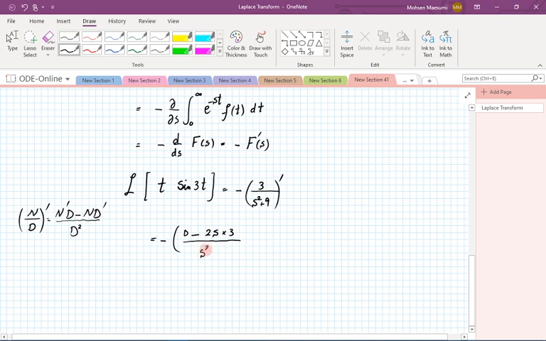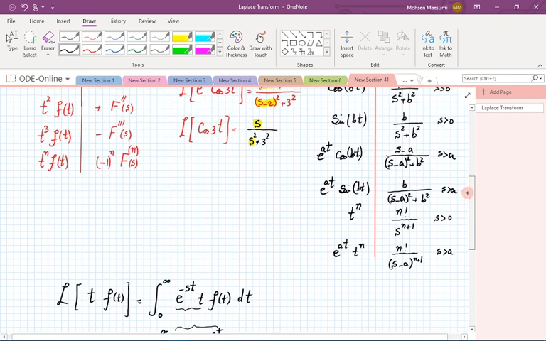So now I have s squared plus 9 squared. To simplify, let's write it like this. So I have 2s and 3 times 3, and then I have s squared plus, remember what 9 was, 3 squared, then squared. So you can create formulas like that for yourself and put it in your table and such.